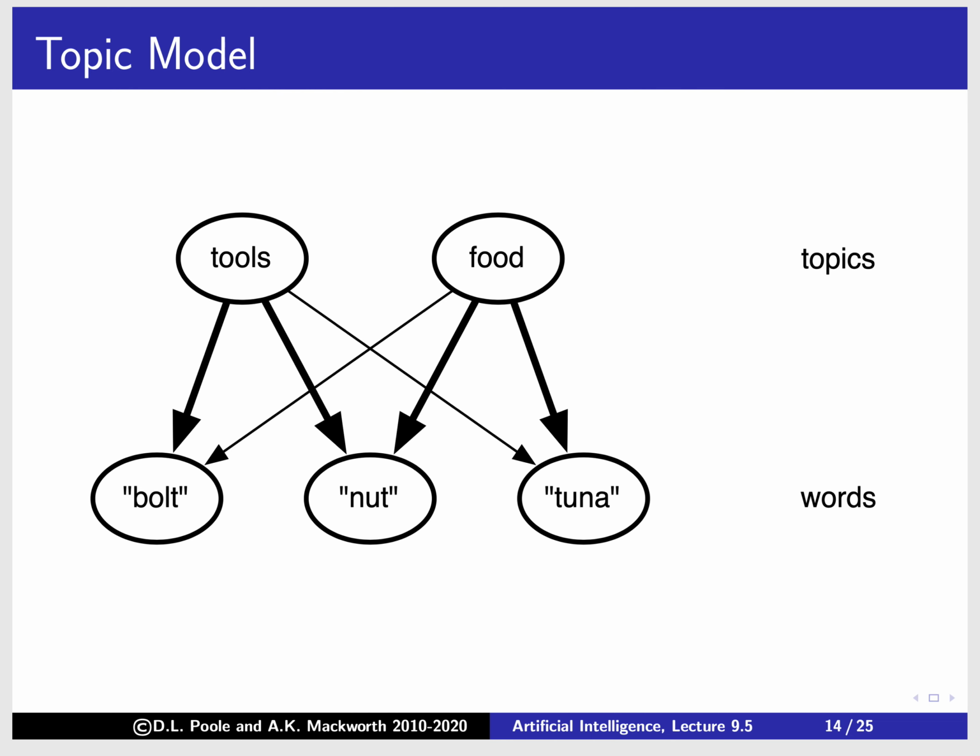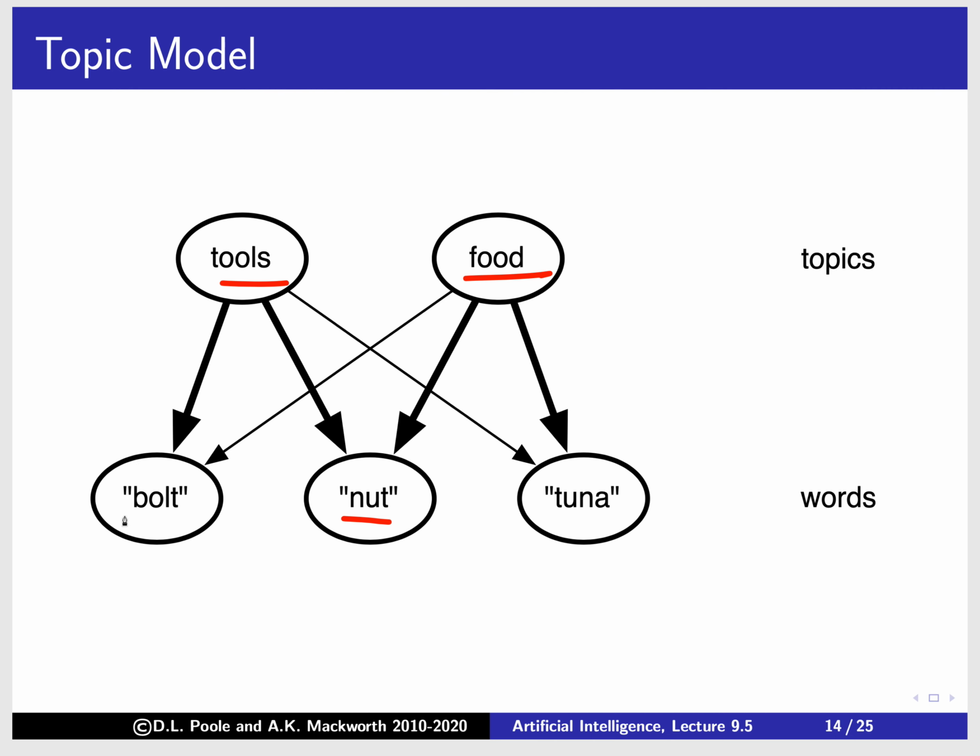So here is a way of viewing this. We can have words at the bottom here like bolt and nut. This is just a set of words model. And we can have topics up here. The idea is that if you're talking about tools, you might use the word nut. If you're talking about food, you might use the word nut. Nut is going to be used in both of those, right?